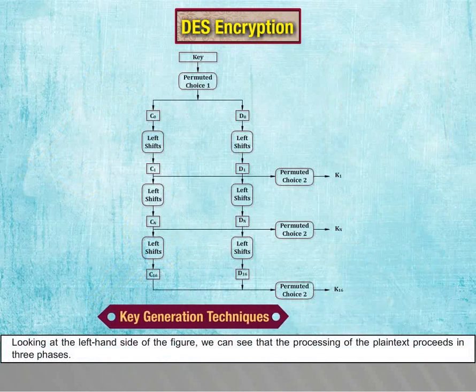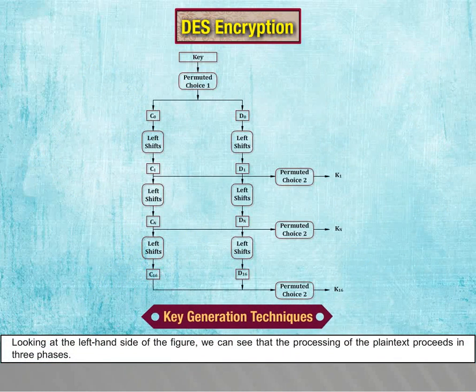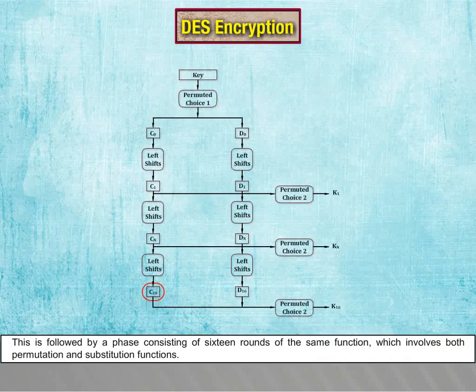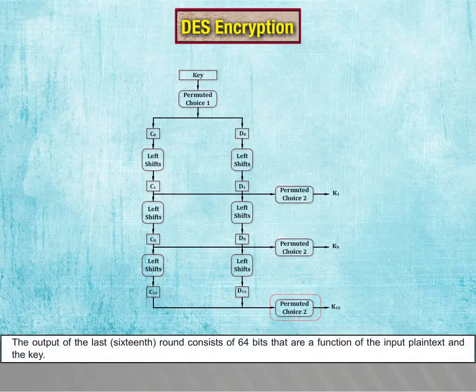Looking at the left-hand side of the figure, we can see that the processing of the plaintext proceeds in 3 phases. First, the 64-bit plaintext passes through an initial permutation IP that rearranges the bits to produce the permuted input. This is followed by a phase consisting of 16 rounds of the same function, which involves both permutation and substitution functions. The output of the last, that is the 16th round, consists of 64 bits that are a function of the input plaintext and the key.